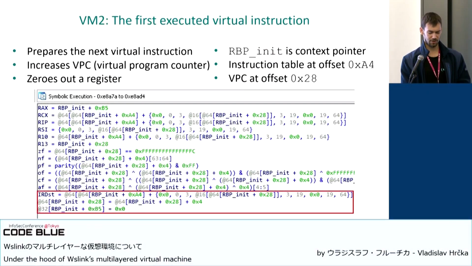If we look at the structure of the first one, here we see some RBP in it, which is basically the context pointer. And at the offset A4 is actually the mentioned instruction table. And at this offset 28, it's the virtual program counter. So here we actually fetch the address of the next instruction that is supposed to be executed. After that, we increase the virtual program counter and set a register to 0. And actually these operations are atomic, so they happen all at the same time.